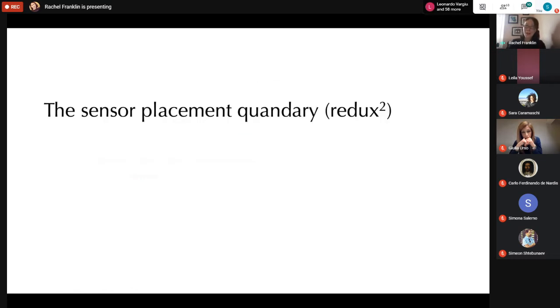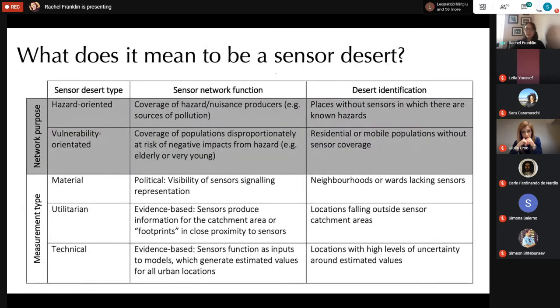Okay, so back to the placement quandary again, right? So how do we think about what it means to be a sensor desert? And I touched on this a minute or two ago, that there are different ways of thinking about the purpose of a sensor, right? So for example, when we talk to the engineers, they would differentiate sensor network purpose in terms of hazards, right? So thinking about where hazards, nuisances, those sources of pollution are located and wanting to place the sensors there, right?